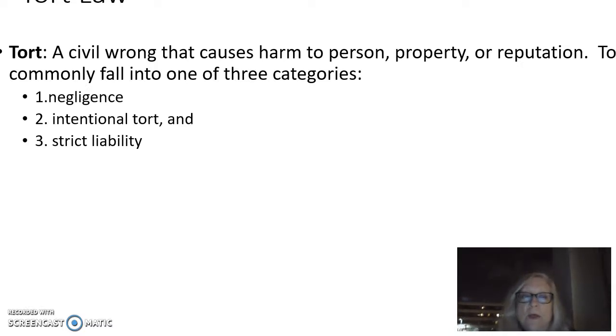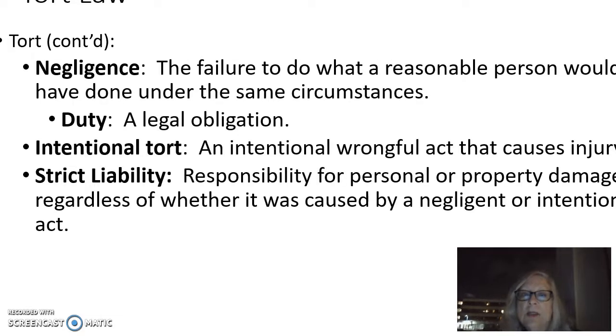So there's three categories of torts: negligence, intentional tort, and strict liability. Negligence is basically the accident, the failure to do what a reasonable person would have done under the same circumstances. So if I run a red light, that's negligence. And if that causes an accident and there's proximate and actual causation, then that may be a negligence case against me. Very likely that it will be.